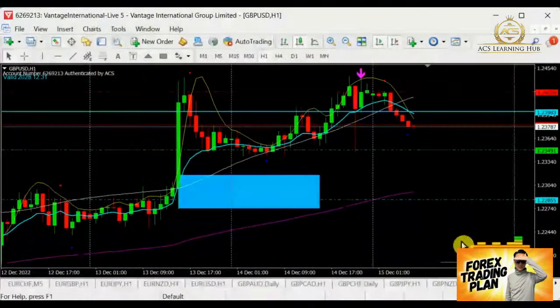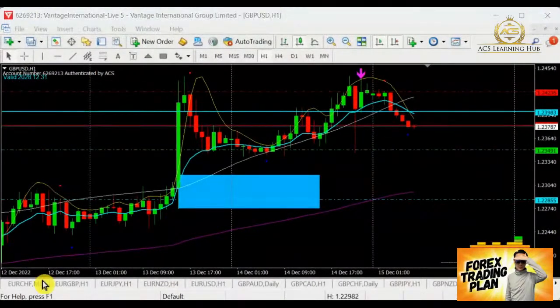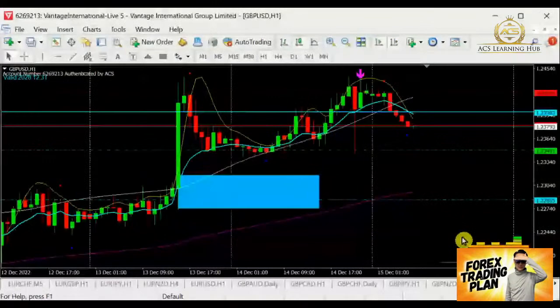So pound dollar, we still have a little bit of space to retrace downwards. I will say that pound dollar, I will still put it into my watch list, but with a symbol behind it to indicate that we are going against the trend right now.